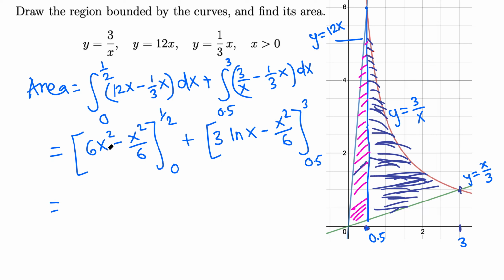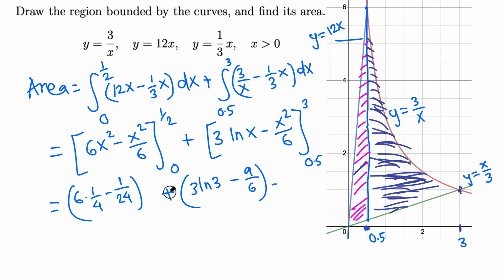So 6 times 1/2 squared, 1/4, minus 1/2 squared, 1/4, divided by 6. So 1/4, 4 times 6, 24. That's the upper limit. And when we plug in 0, 0 minus 0 gone. So there is no contribution. Plus upper limit 3. So 3 ln 3 minus 3 squared, 9 over 6. That's upper minus lower, okay, there is a plus sign, so we don't have to worry about sign change.